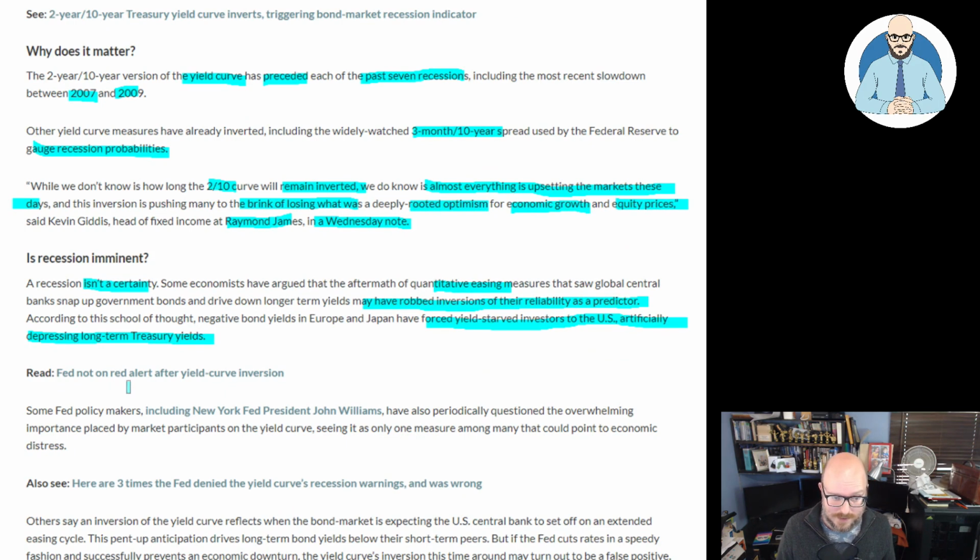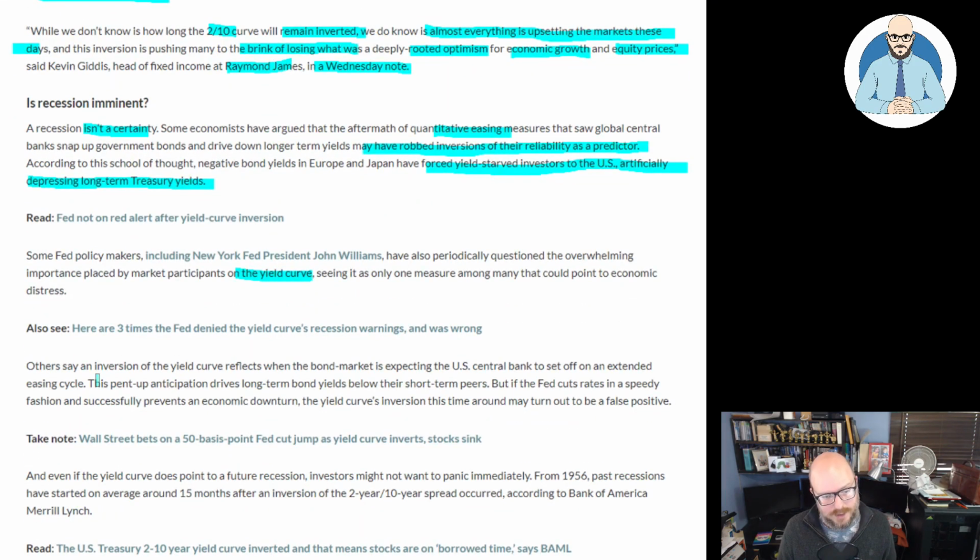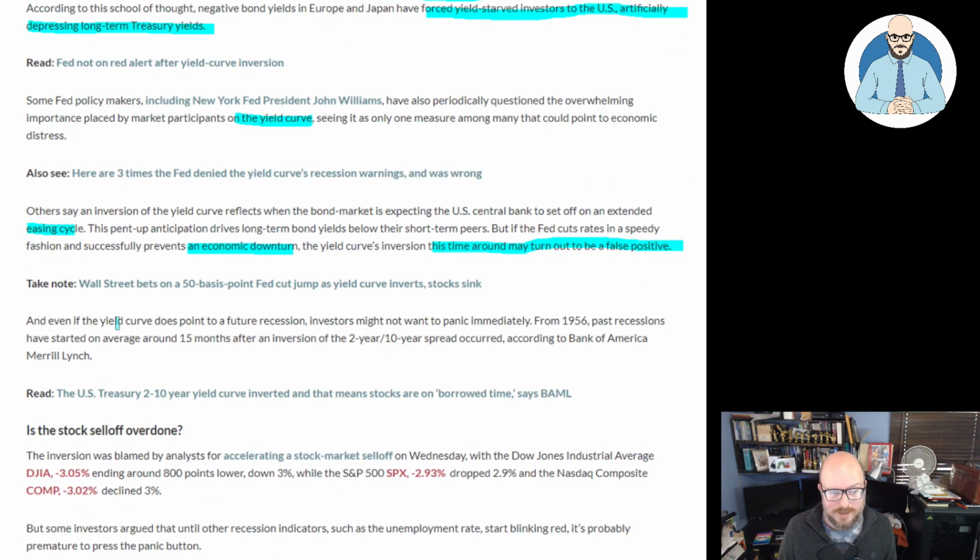So some Fed policymakers, including New York Fed President John Williams, have also periodically questioned the overwhelming importance placed by market participants on the yield curve, seeing it as only one measure among many that could point to economic distress. Others say an inversion of the yield curve reflects when the bond market is expecting the US central bank to set off an extended easing cycle. This pent-up anticipation drives long-term bond yields below their short-term peers, but if the Fed cuts rates in a speedy fashion and successfully prevents an economic downturn, the yield curve's inversion this time around may turn out to be a false positive.